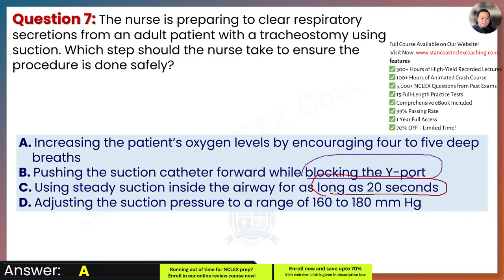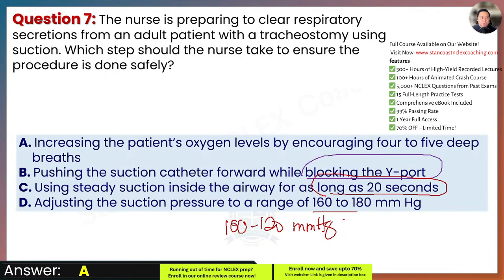Now, what about adjusting the suction pressure to a range of 160 to 180 mmHg? Well, this is incorrect. Take a look into the pressure. You have to watch out for the high suction pressure. We are supposed to only use about 100 to about 120 mmHg, no greater than that. So if 160 to 180 mmHg is used, this can also cause injury to the tracheal mucosa. This can cause bleeding. It can also worsen airway trauma. So not a good practice.